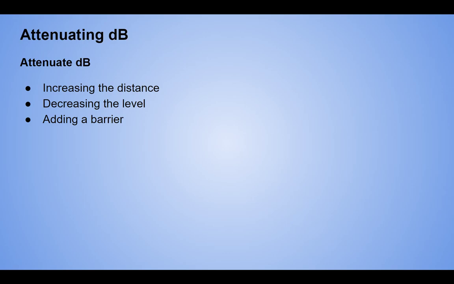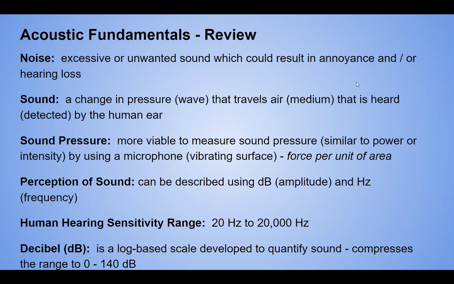We want to attenuate. We want to prevent noise in our space by either making the noise-producing sources in our space quieter, or we want to limit noise getting into our space. We've got increasing distance, decreasing the level, and adding a barrier. We went over decreasing the level. We went over adding the barrier. Now we're circling back to the first one, probably the most beneficial one, increasing the distance. And it's pretty straightforward. It's similar to adding levels together. But before we wrap up, let's do a quick review.